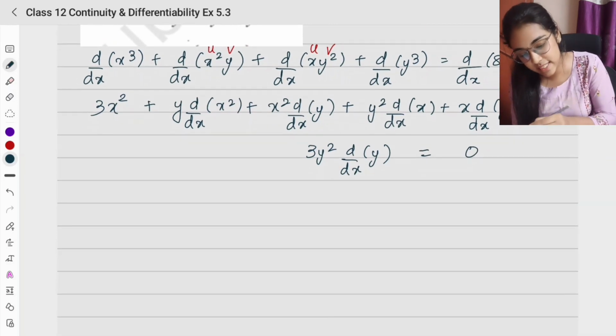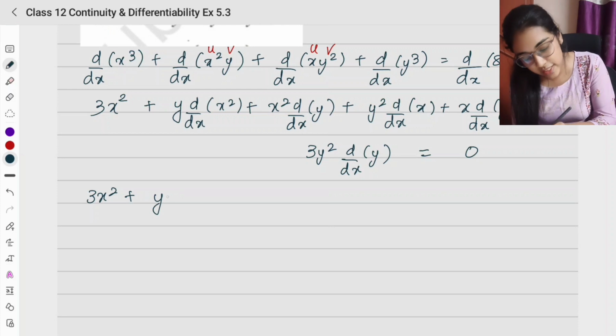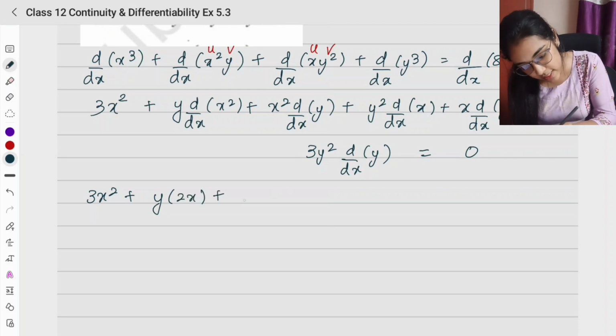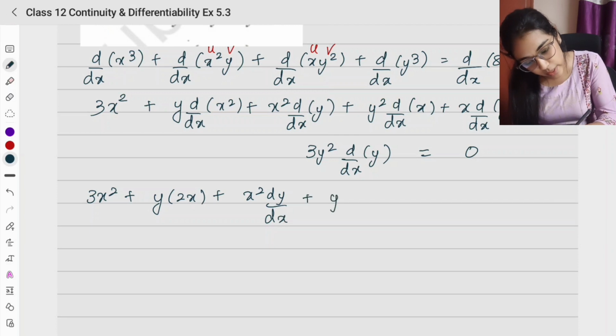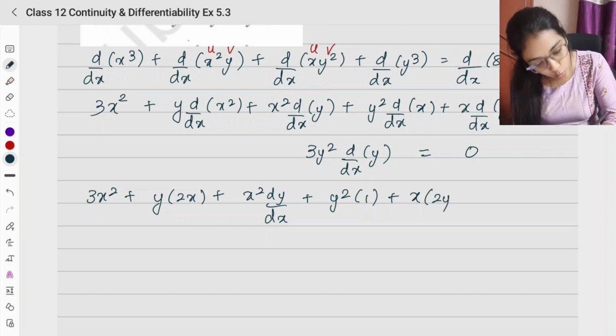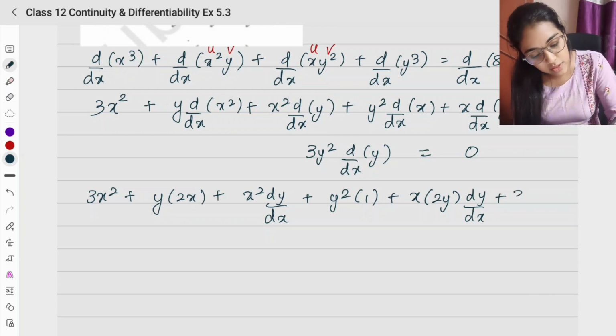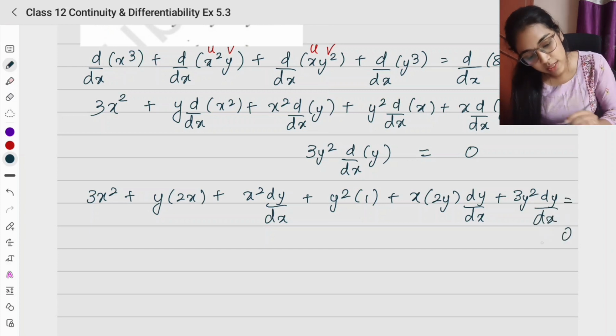So, what is my next step? 3x square plus y into d by dx of x square, and it is going to be 2x, plus x square dy divided by dx, plus y square d by dx of x is going to be 1, plus x into d by dx of y square. So, it is going to be 2y, but don't forget the y, dy by dx, plus 3y square dy by dx. So, 3y square dy by dx is equal to 0.